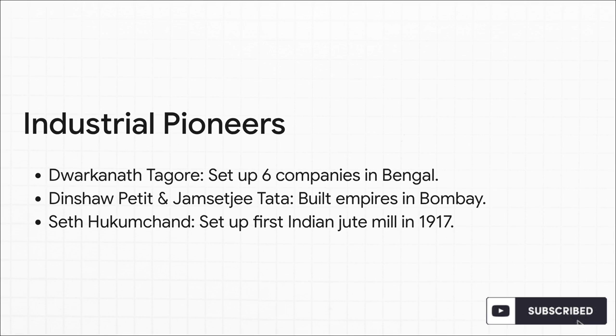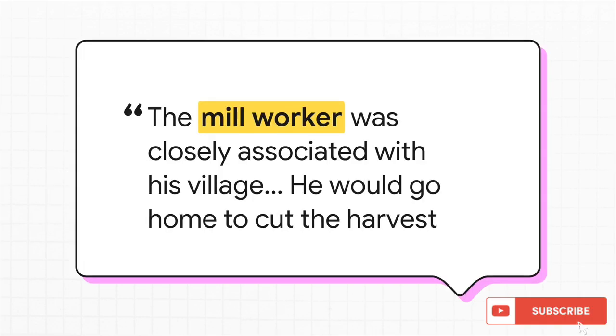Down in Bombay, Parsis like Dinshaw Petit and Jamsetji Tata accumulated massive wealth from exports to China and raw cotton shipments to England. And Seth Hukum Chand, a Marwari businessman, set up the very first Indian jute mill in Calcutta in 1917. What is so fascinating here is how many of these early empires were initially funded right through those trade networks with China. But who was actually working in these new Indian mills?